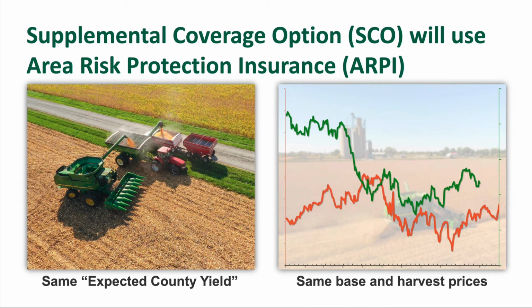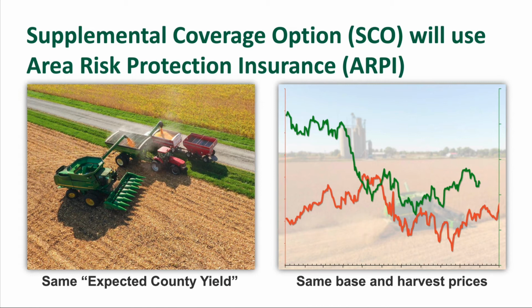Since it's county-based insurance, it's going to use the same expected county yields that we use in crop insurance county-based policies and the same harvest initial price guarantees and the harvest price guarantees as well. In other words, the February average and the October average.